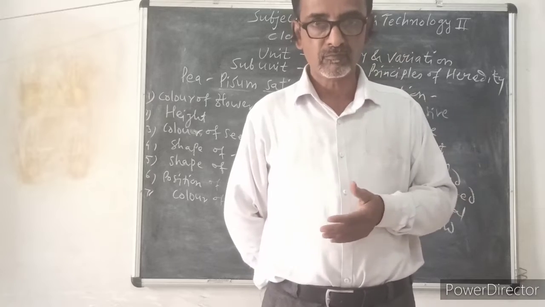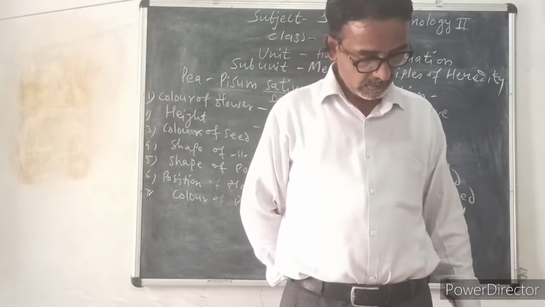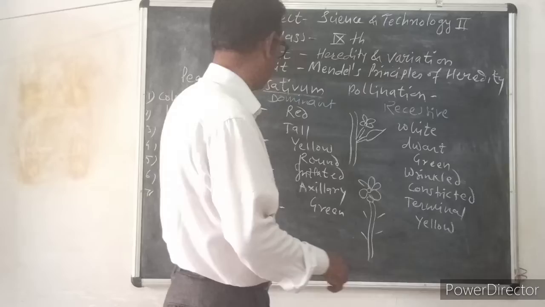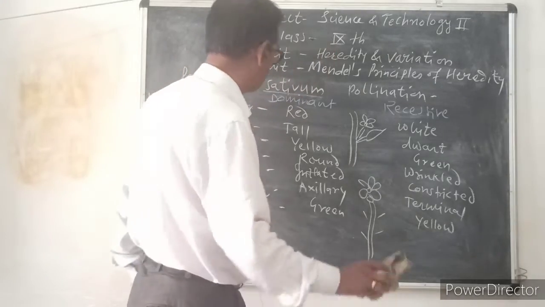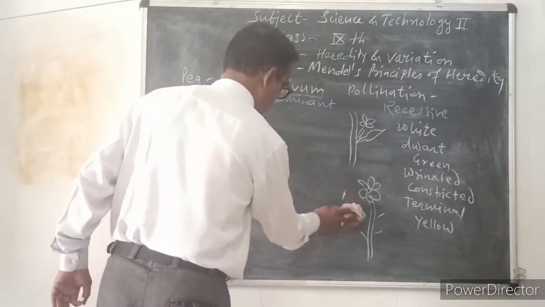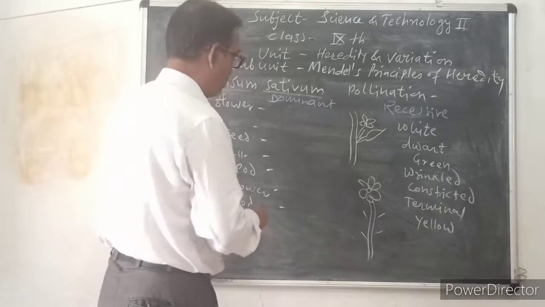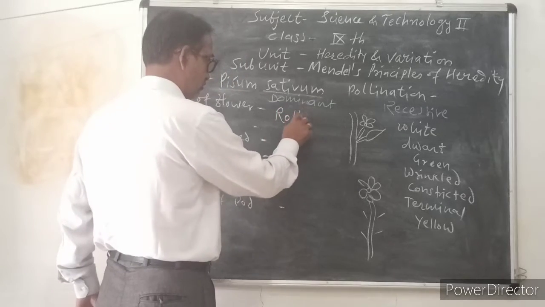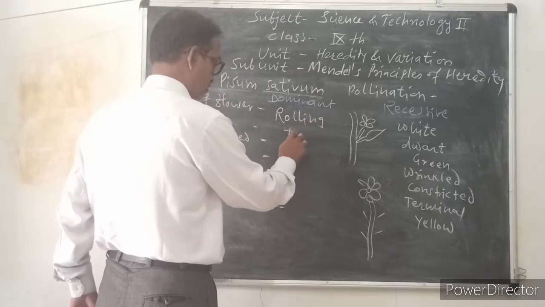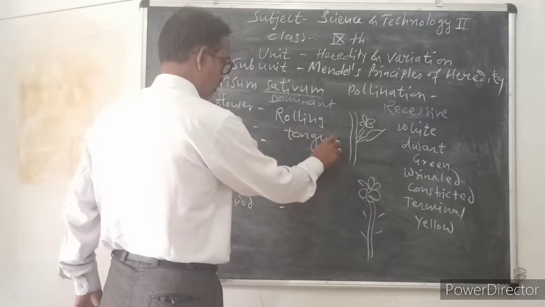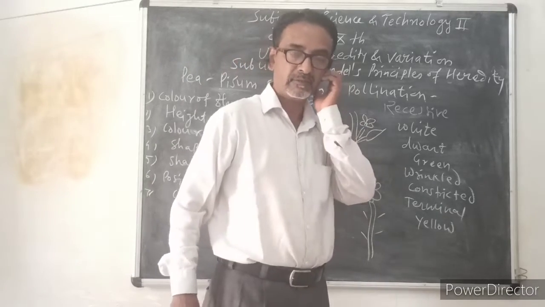Then tongue: rolling tongue is a dominant character. What is rolling tongue? जीभ वळत्या. Rolling tongue is a dominant character.